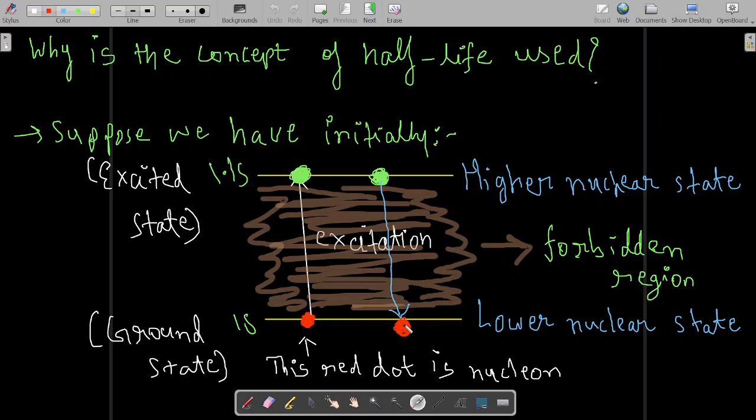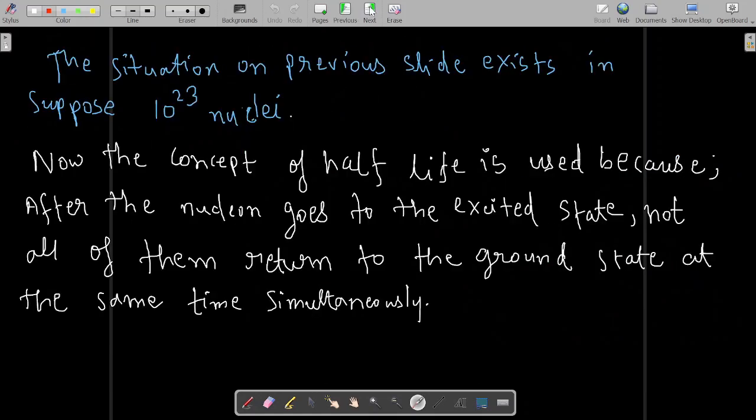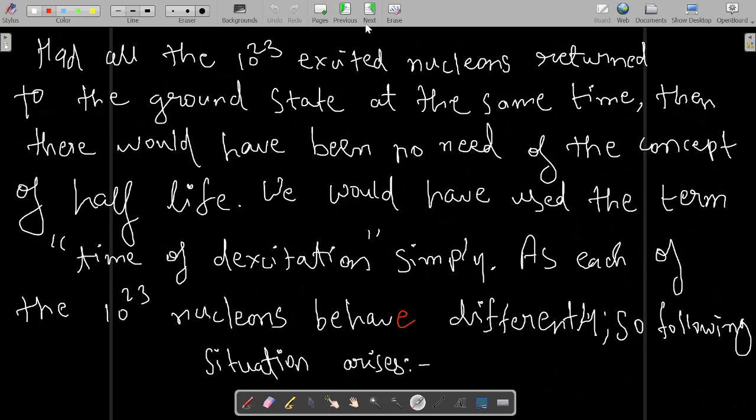In those 10 to the power 23 nuclei, one nucleon was excited. So in total there are 10 to the power 23 nucleons which were excited. If we talk about the whole bulk matter, in that whole bulk matter 10 to the power 23 nucleons were excited, and those 10 to the power 23 nucleons are returning to the ground state. But at different times, not identically, simultaneously and instantaneously.